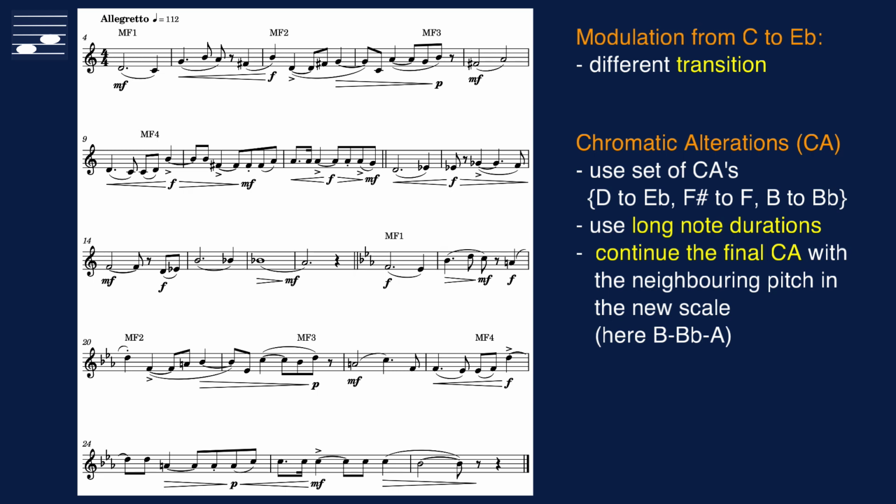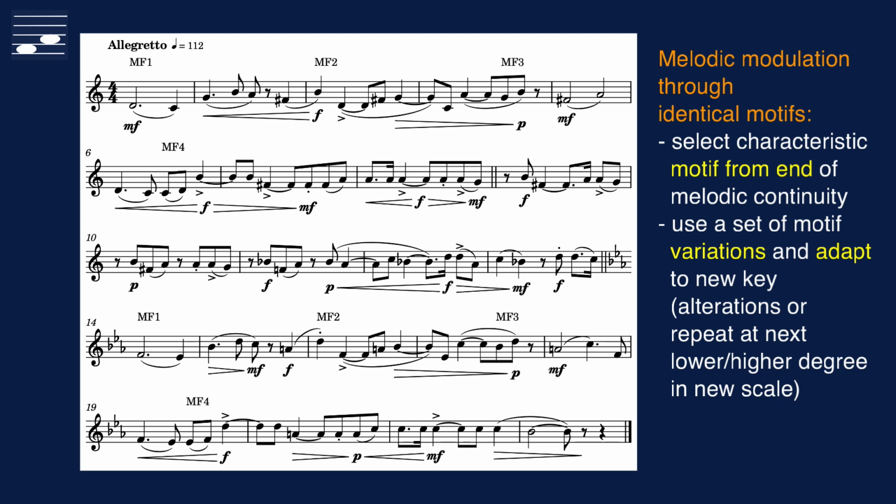Note that the transitions are based on melodic material only. There is no harmony involved. Schillinger provides this unique and valuable toolbox for creating meaningful transitions. His final method uses identical motifs. This means that we select a characteristic motif from the end of the source continuity. It is marked here with an orange-colored frame.